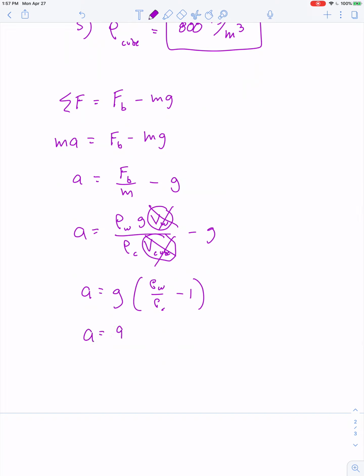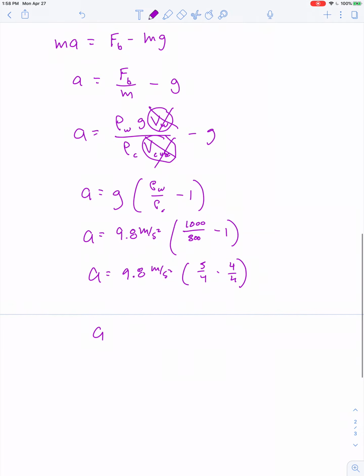So we get acceleration is equal to 9.8 meters per second squared times 1,000 over 800 minus 1. But 1,000 over 800 is the same thing as 5/4. So we get a is equal to 9.8 meters per second squared times 5/4 minus 4/4, or in other words, the acceleration is just equal to 1/4 g, which is equal to 2.45 meters per second squared.